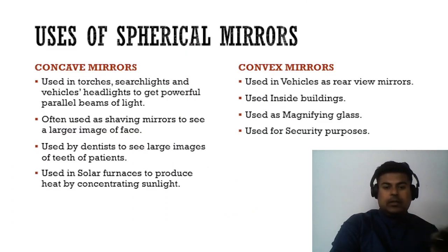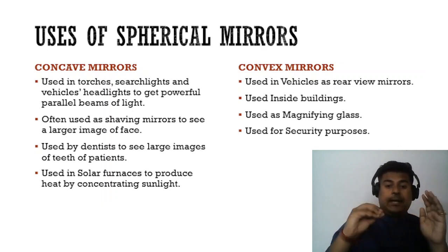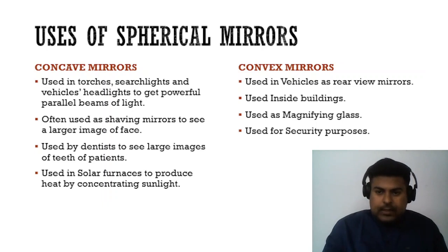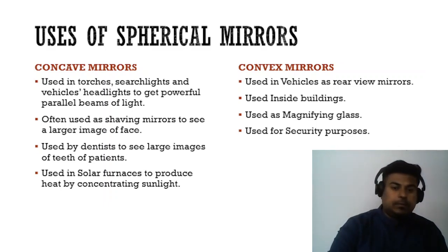Concave mirrors are used in torches, in shaving mirrors, and by dentists for seeing enlarged images, and bigger concave mirrors are used for concentrating sunlight and producing heat in solar furnaces. But convex mirrors are used as rear view mirrors in vehicles, as magnifying glasses, and inside buildings for security purposes.